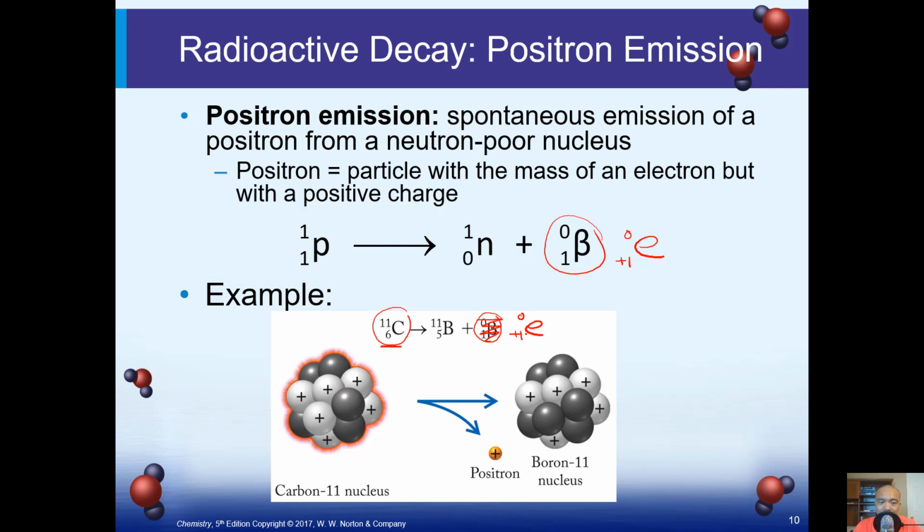Basically, a positron is a positively charged electron. This example shows us the nuclides that are below the band of stability are neutron-poor, and this will undergo positron emission to achieve the formation of more stable atoms.